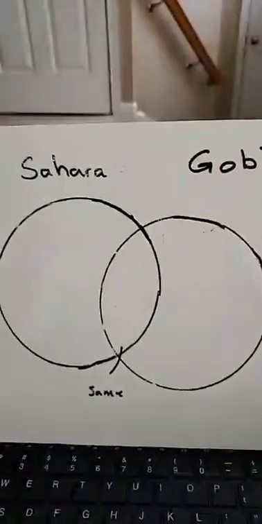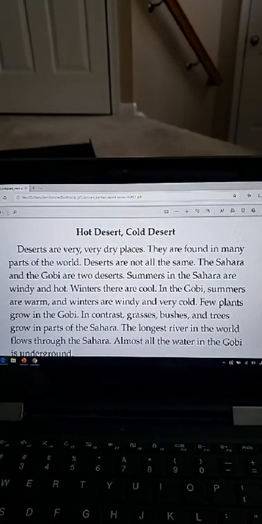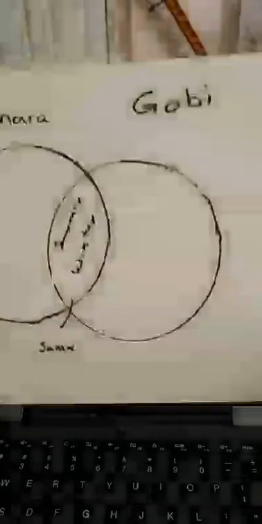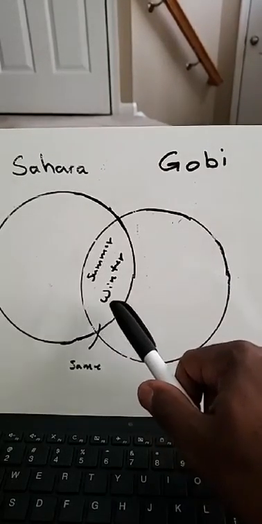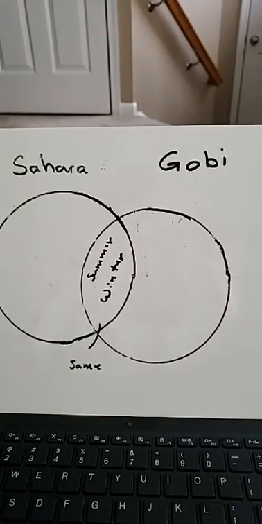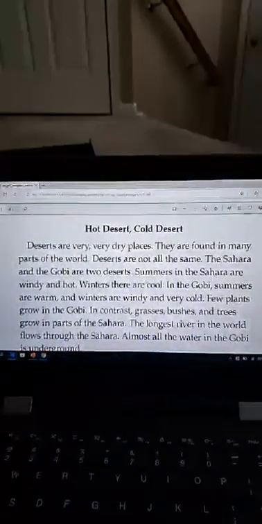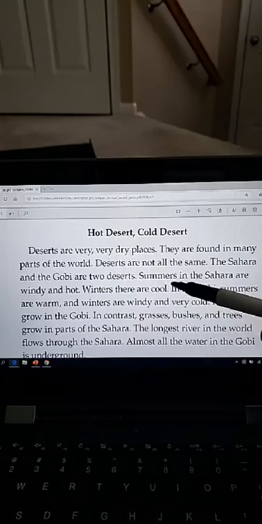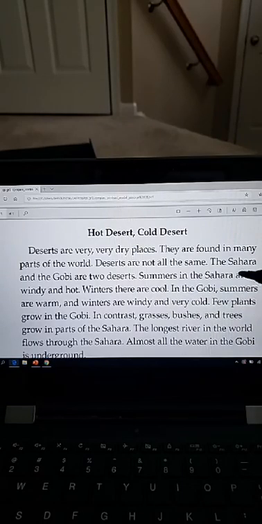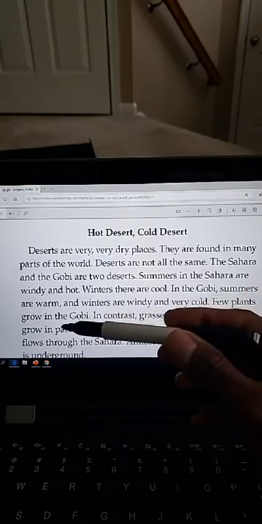So on the Venn diagram, on the part that's the same, we can write summers and winters, because from the text, we know that the Sahara has a summer, the Gobi has a summer, the Sahara has a winter, and the Gobi has a winter. So that's how they compare.